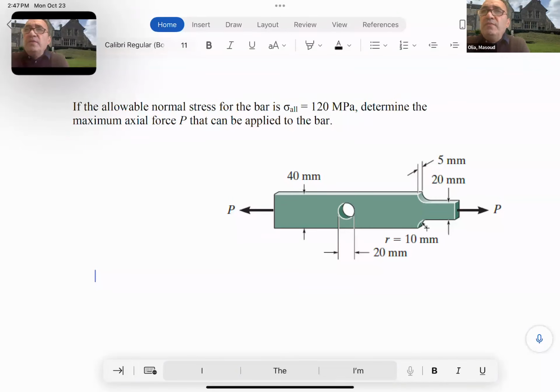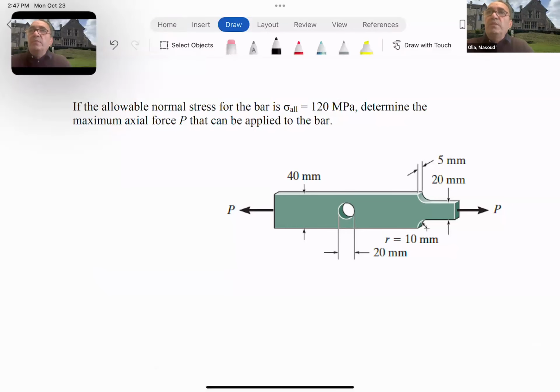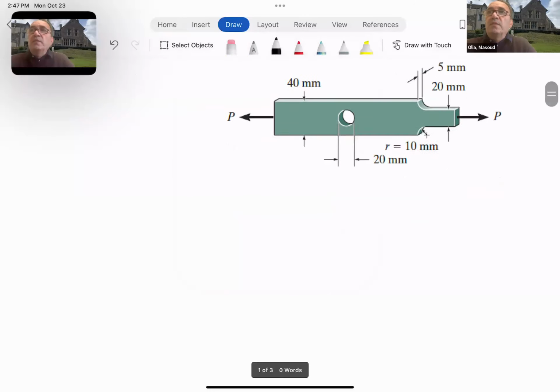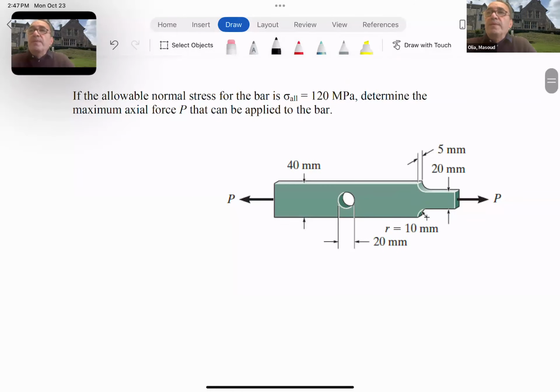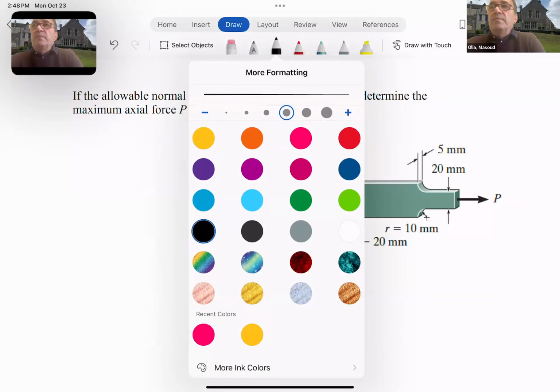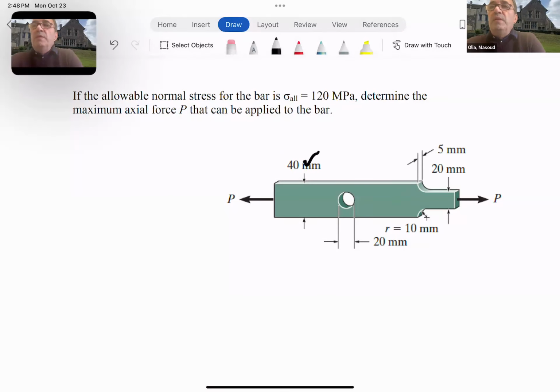So here we have a tapered plate with a constant thickness, as you can see, of 5 millimeters. It goes from a width of 40 millimeters to a width of 20 millimeters. So it's tapered, and then you also have a hole with a diameter of 20 millimeters. And this R is called the fillet radius.